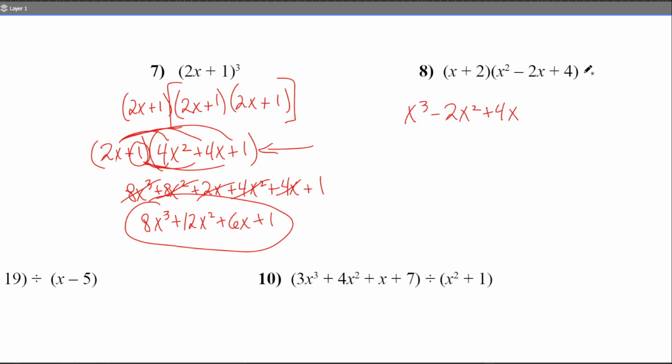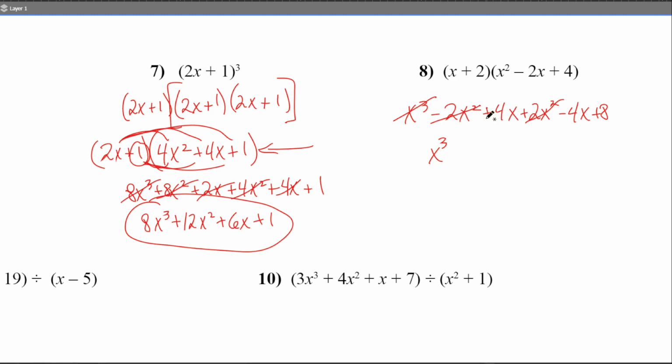Let's do the 2 and distribute it through. So I get a plus 2x squared. And then I got a minus 4x. And then I've got a plus 8. There's only the one x cubed, so I've just got one of them. I got a couple x squareds. It's negative 2x squared plus 2x squared, which actually adds up to 0. So I don't have to write anything down because it's 0x squared.